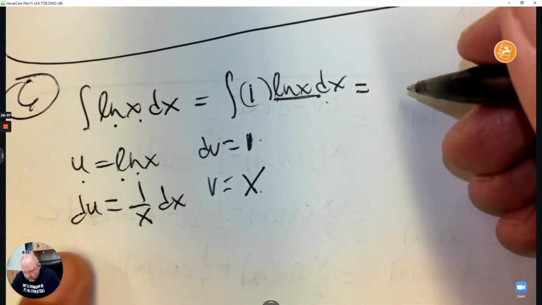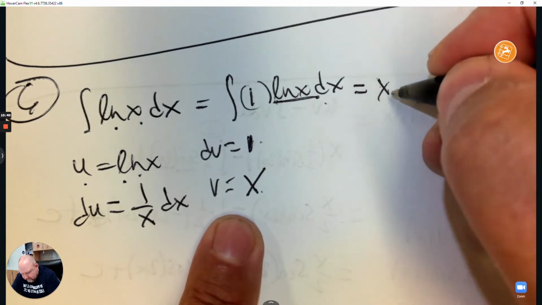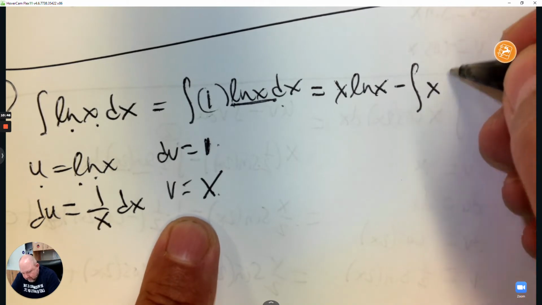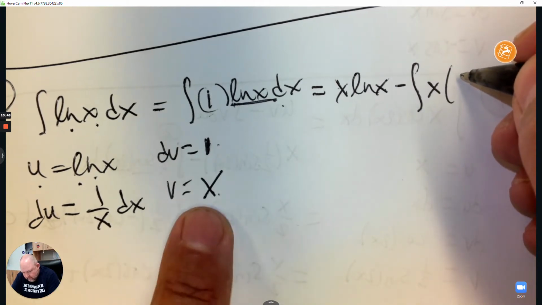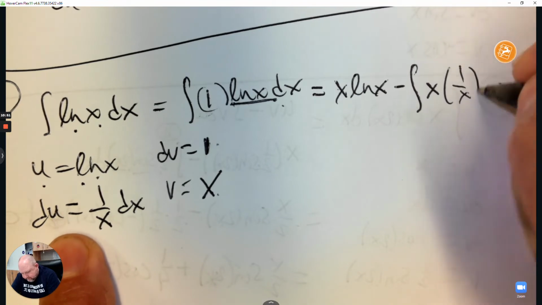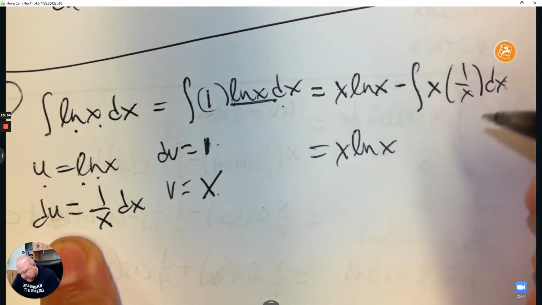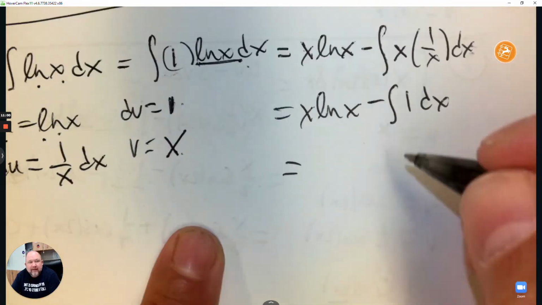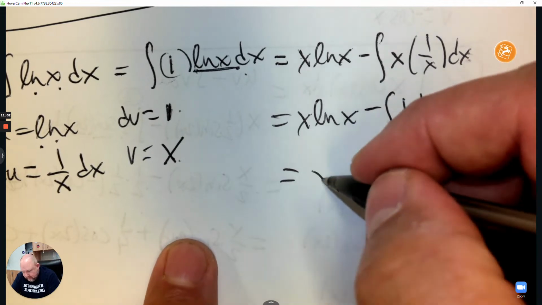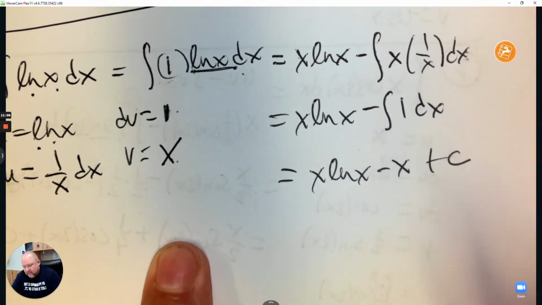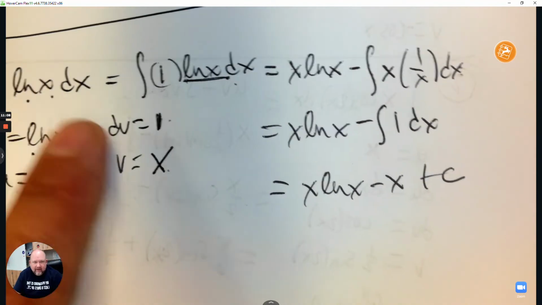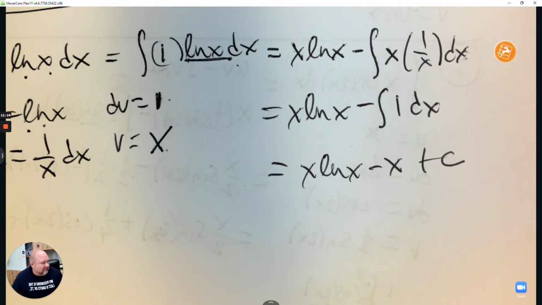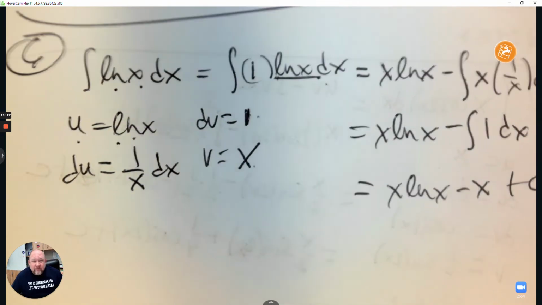All right. So the formula, u times v, subtract v times du. Clean this up. X times 1 over x is just 1. And then once it's cleaned up, then look to see what the antiderivative rule is. And that antiderivative is just x. So the antiderivative of ln x is x ln x subtract x plus c. So now we have a rule from the integration by parts.